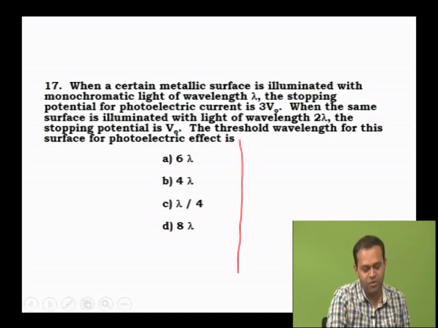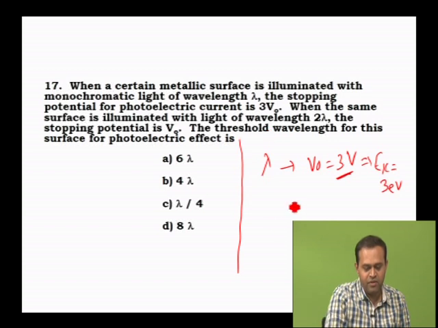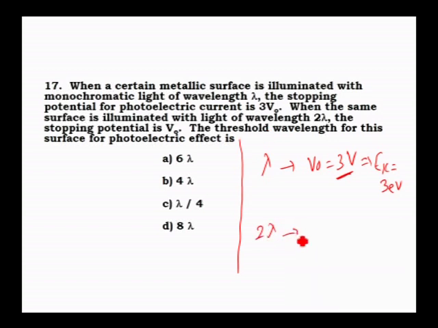ಓಕೆ, ನಾವು ಇಲ್ಲ ಲಿಸ್ಟ್ ಮಾಡ್ಕೋತಾ ಹೋಗ್ತೀನಿ. When wavelength is lambda, stopping potential kottidare, it will be 3 volt, or we can write 3 V naught is nothing but 3 volt. If potential is 3 volt andre, which implies kinetic energy will be 3 electron volt. Next, wavelength changes to 2 lambda and kottidare, stopping potential is V naught, means we can take it as 1 volt. That means kinetic energy is equal to 1 electron volt ಆಯಿತು.